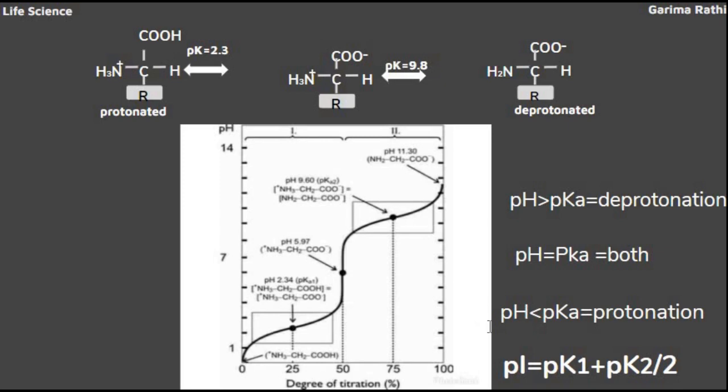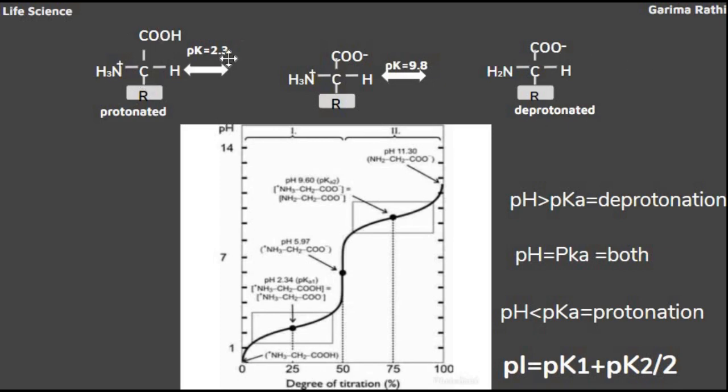What does it mean? At a very low pH, when the pH value is less than the pKa value, all amino acids are present in the protonated form. When the pH value is equal to the pKa value, then both protonated form and deprotonated form are present in equimolar proportion. But on proceeding further, when the pH value is more than the pKa value, then all amino acids will be present in the deprotonated form.